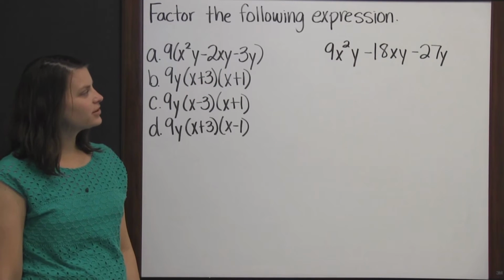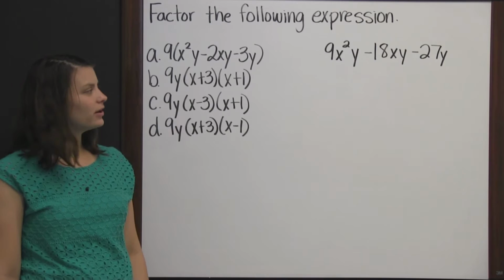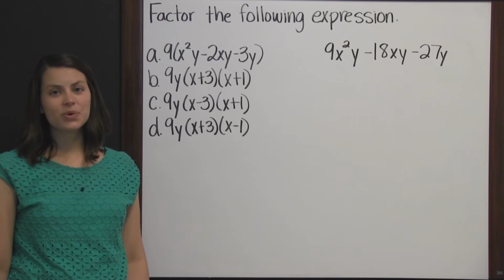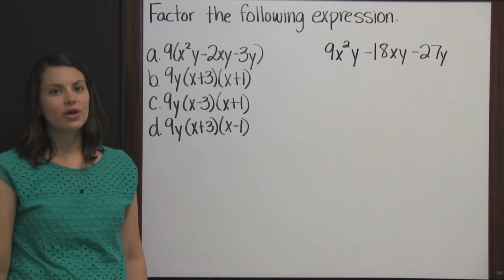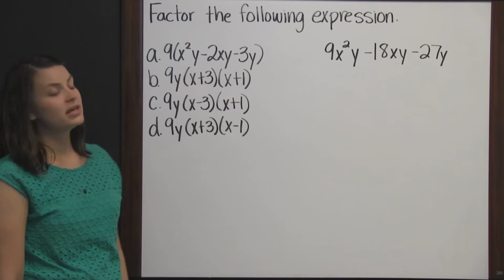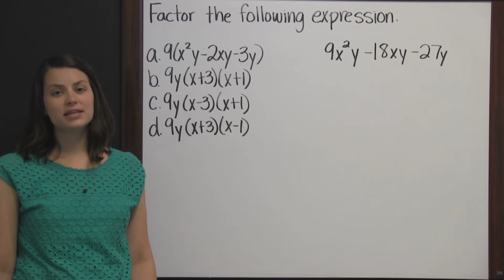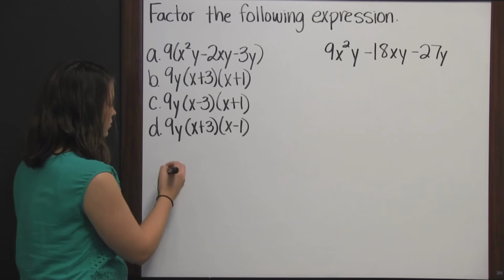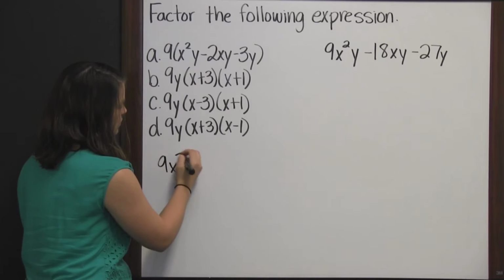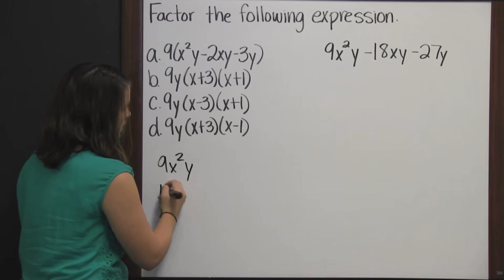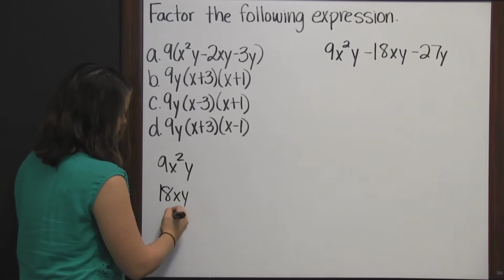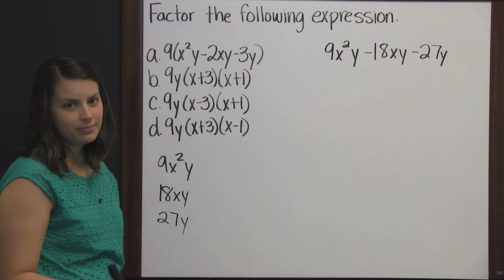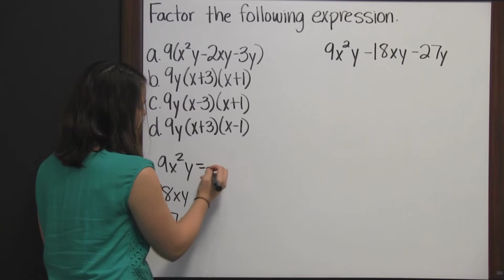Factor the following expression: 9x squared y minus 18xy minus 27y. The first thing we need to do when factoring is to look and see if there's a GCF for our terms. So I'm going to write down our terms: 9x squared y, 18xy, and 27y. And then I'm going to factor them to see if I can find a GCF.